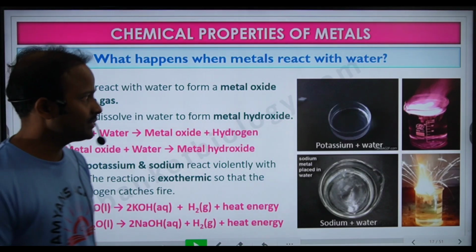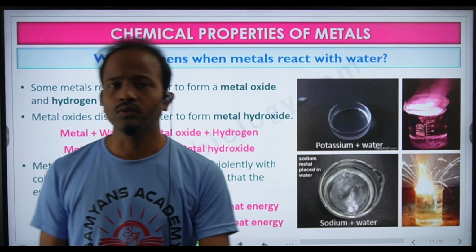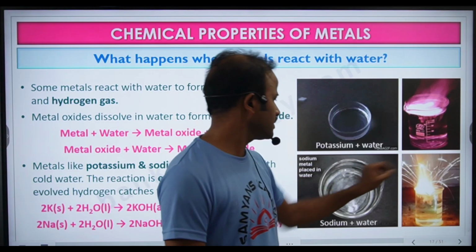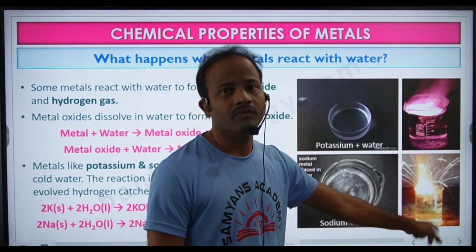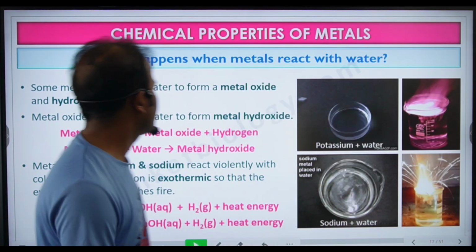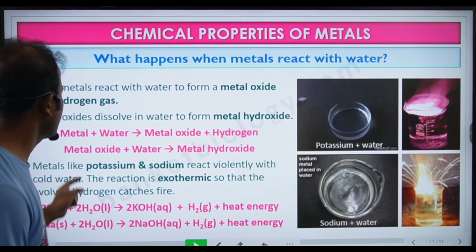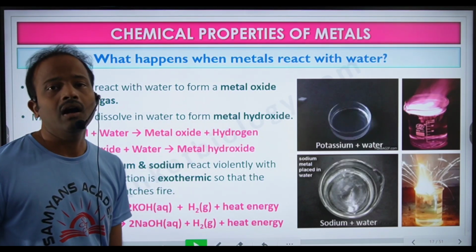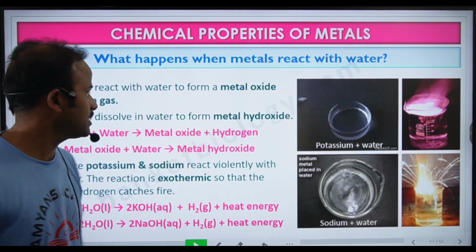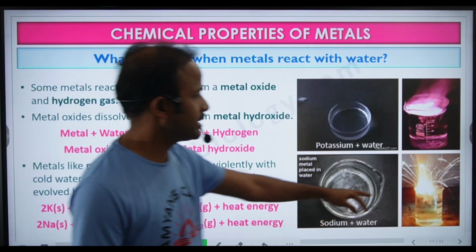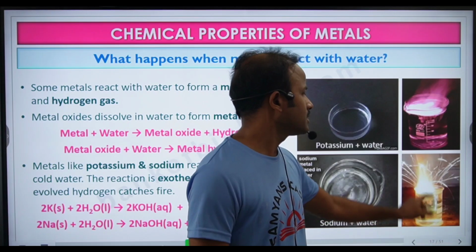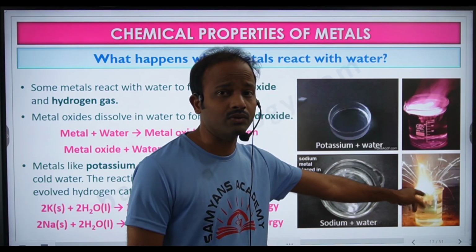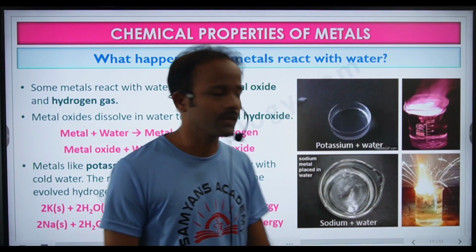When metals react with water, for example, you take a sodium lump and put it in the water, then what will happen? This metal, when it reacts with the water, forms metal oxide, and it also liberates hydrogen gas. Now you see, when you add the sodium to the water, what will happen? Here we can see the sodium metal catches fire, right?